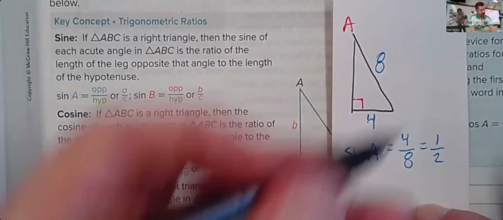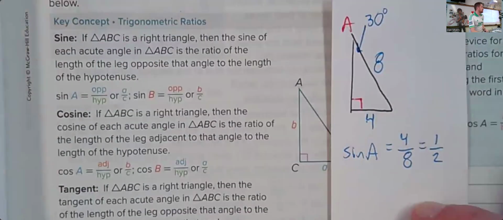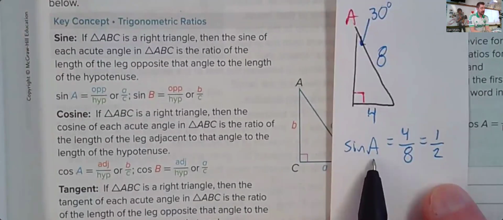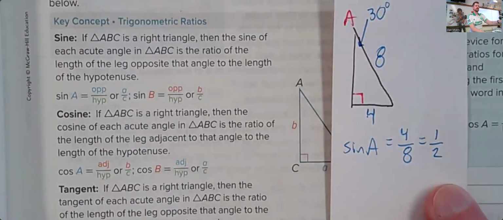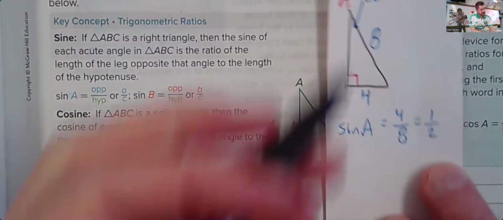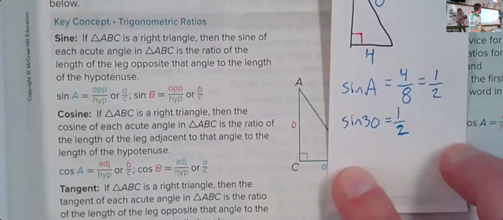We also happen to know how many degrees that angle is. It's 30. Which means instead of writing sine of angle A, we could say sine of 30 because that's how many degrees angle A is. Pretty good with this so far? 30 degrees for that? Okay. So we would say that the sine of 30 is equal to 1/2.